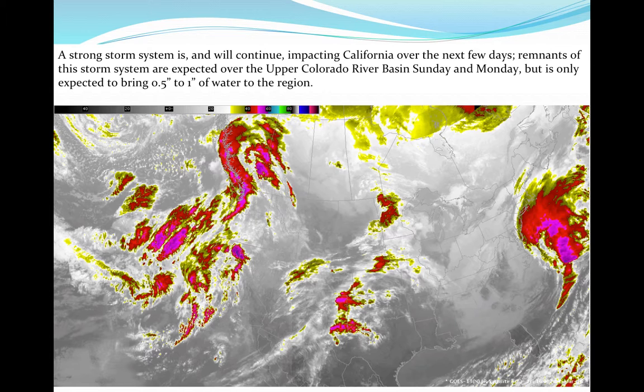Just taking a look at the current weather system, there's a storm coming through. It's really hammering California and the Pacific Northwest as we speak. And we're thinking some of those remnants will make their way over the Colorado River Basin in the next couple of days, but we're not expecting to see a ton of water associated with the storm, probably only a half an inch to an inch.